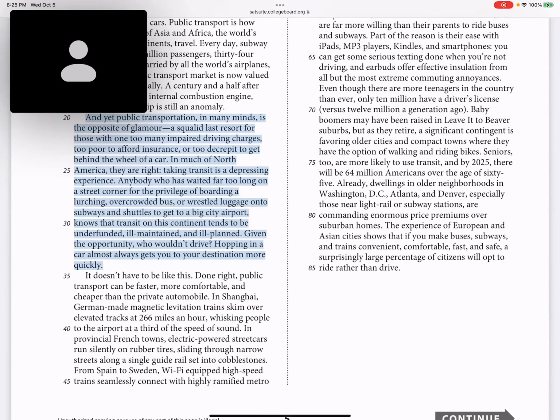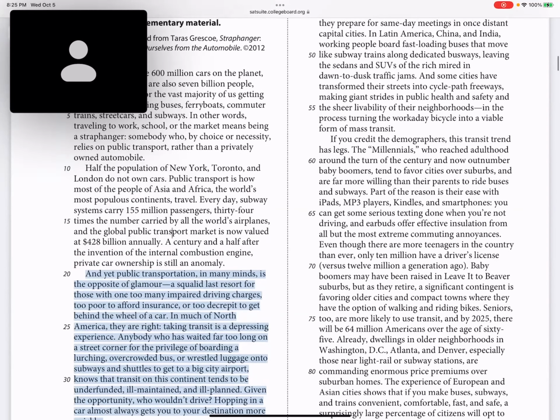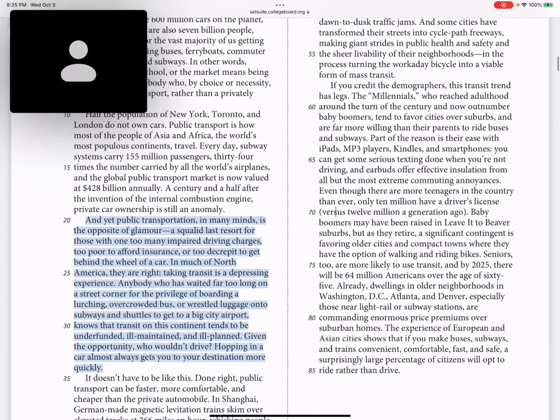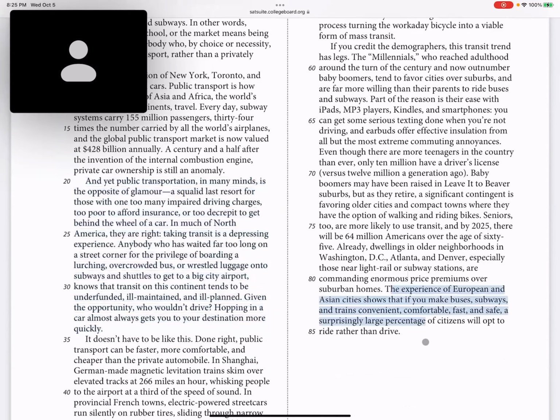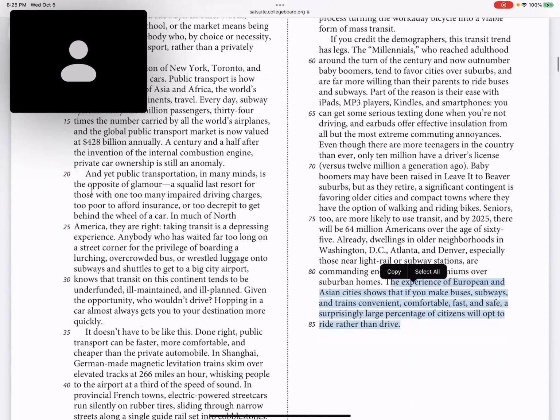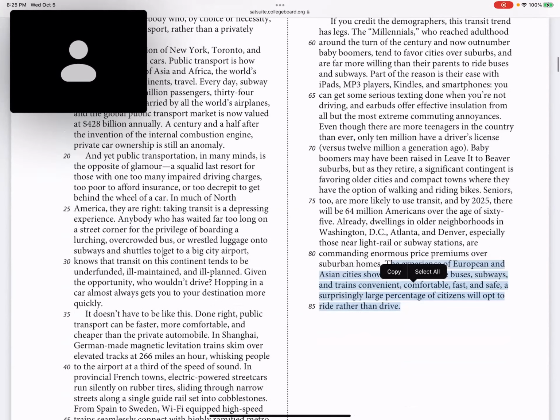It does go into all these limitations, all these things that are wrong with it, but it does end up saying, "The experience of European and Asian cities shows that if you make buses, subways, and trains convenient, comfortable, fast, and safe, more citizens will want to do it." Even our extremely negative paragraph actually hits on this. It says that in North America, transit tends to be underfunded, ill-maintained, and ill-planned. So is the problem, according to the author, actually public transport? Or is it something else? And if so, what is it?